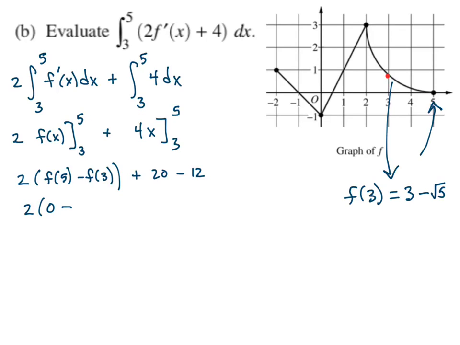That's 3 minus root 5. So that's what f of 3 is going to be. So I'm going to throw that in there. And then plus 20 minus 12 is the 8. And then just a little bit of simplifying. And it looks like I get -6 plus 2 root 5 plus 8, and then 2 plus 2 root 5.